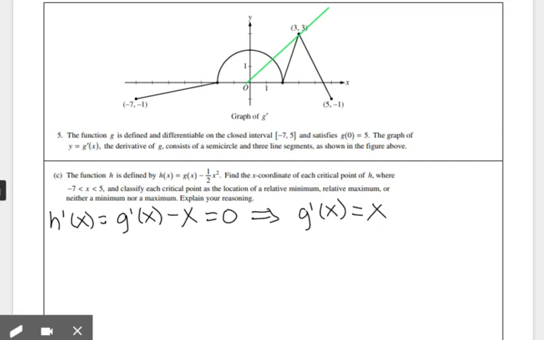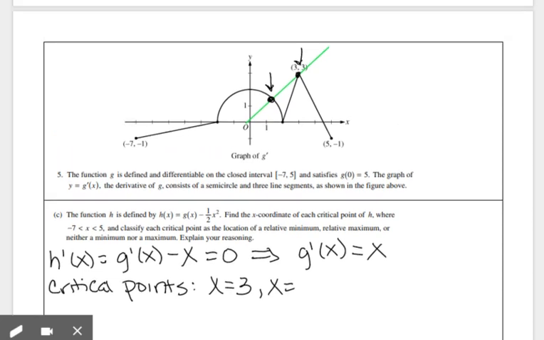But what we can see then is there are two places where the original graph of g prime intersects this new line that I drew in. So we're going to have critical points at x equals 3 and at x equals whatever this other x value is. Well, this other x value happens to appear on the semicircle portion. Well, a semicircle is the square root of r squared minus x squared, so it's going to be the square root of 4 minus x squared. That's the equation of g prime of x at that spot right there.